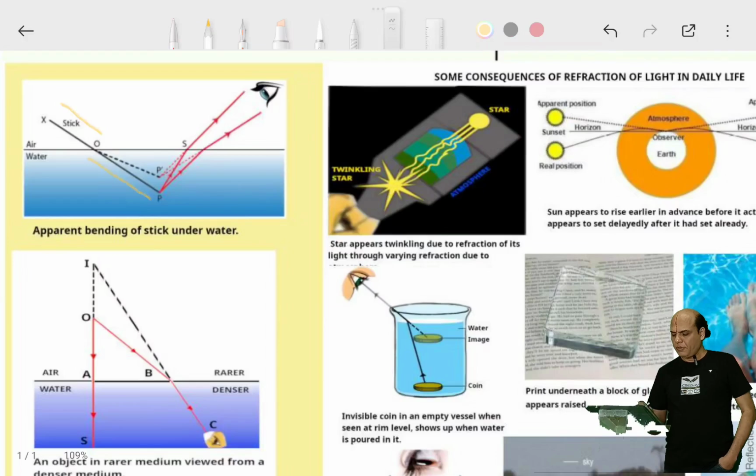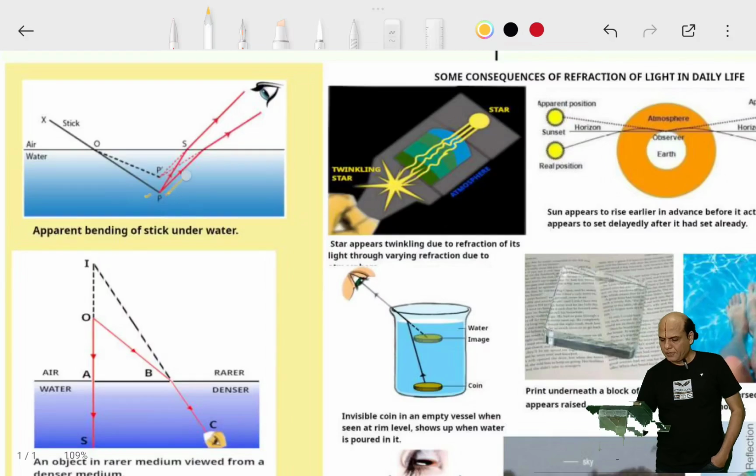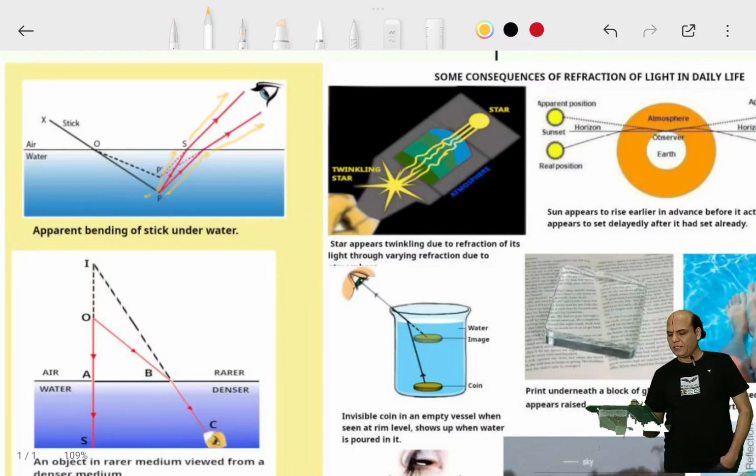Now consider the end of the stick, that is P. So consider this point P. If you take an incident ray, this incident ray, and you take another incident ray, this one, both these incident rays, because they are hitting the boundary of two media, get refracted along this direction, and this ray gets refracted in this direction. So these two refracted rays reach an observer's eye.